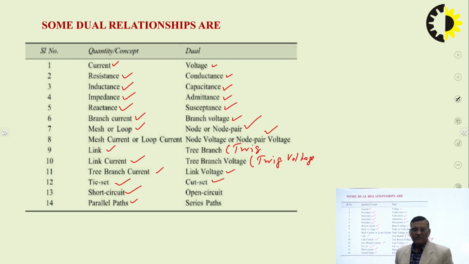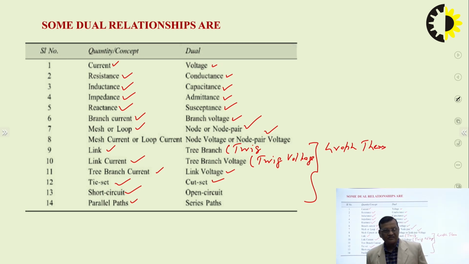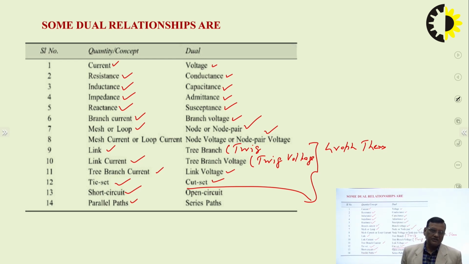So, these are some dual relationships, and these are for graph theory. In graph theory we have the twigs, links, cut set, tie set, cut set matrix, tie set matrix. So, up to this is graph theory, the remaining is for the network. So, these are the dual relationships. If you are going to draw the dual of a network, and the network is containing current, in the dual it will be voltage, the dual of resistance will be conductance, then inductor, capacitor, impedance, admittance and so on. You can remember this, just remember it.